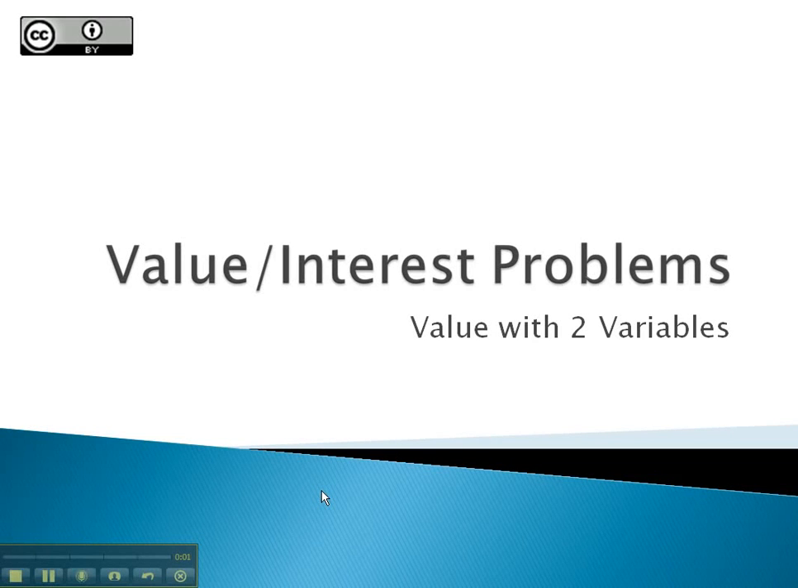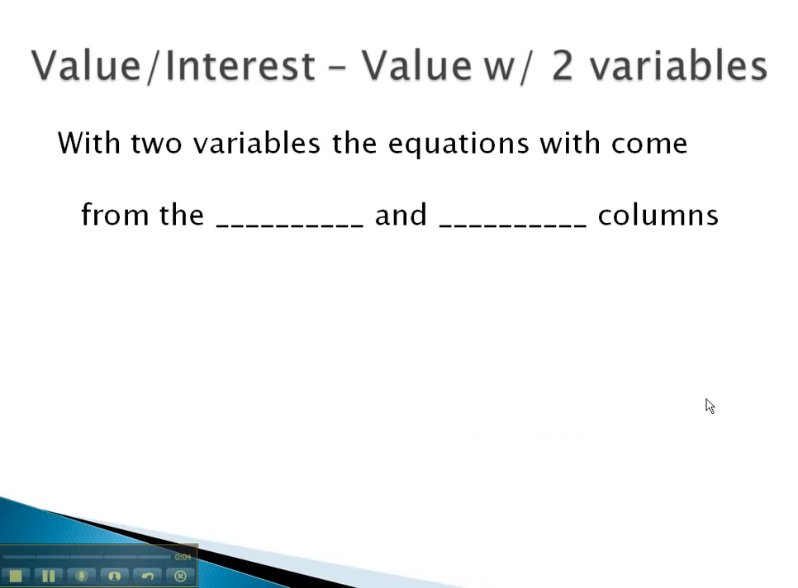In this video, we will look at solving value problems that might have two variables in it to solve. With two variables, we will find our equation not just from the last column, but also we'll get a second equation from the first column. This will give us two equations with two variables so that we can solve the problem.